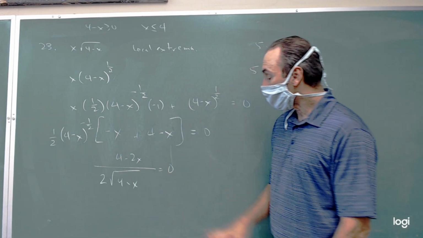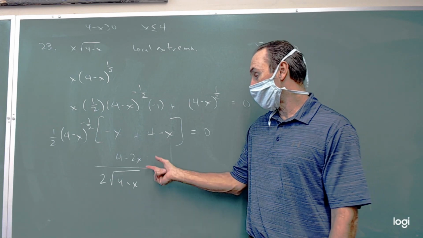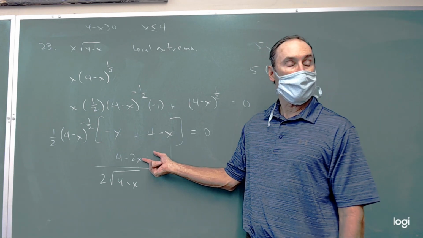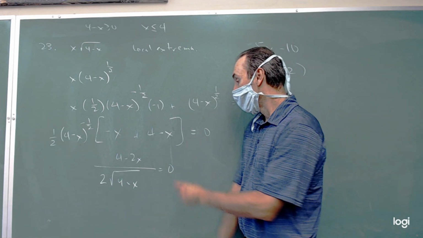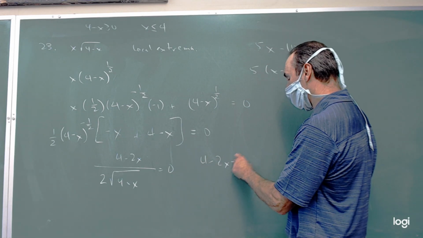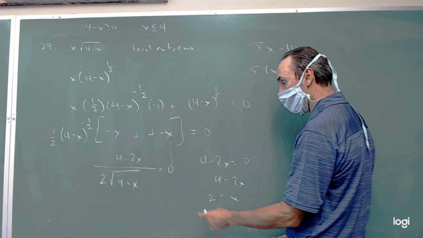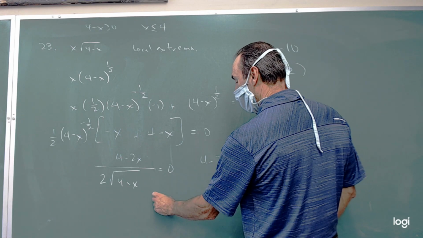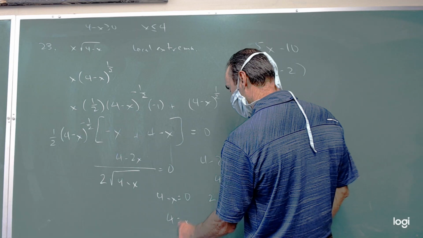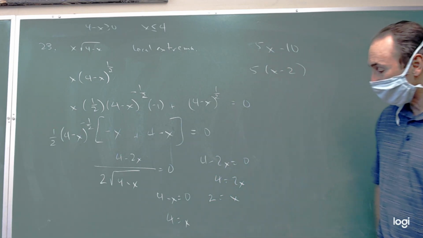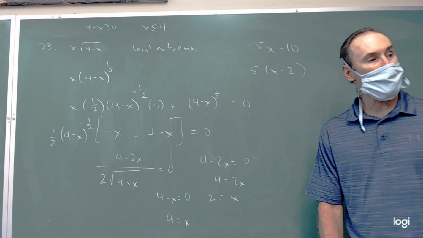So when we're looking for critical points, it's nice when you have it as a fraction, because it will be equal to 0 when the numerator is 0, and it'll be undefined when the denominator is 0. So you're going to get 4 minus 2x is 0. 4 is 2x, so x is 2, one critical point. And this will be 0 when x is equal to 4. But I guess that could still be a relative minimum or maximum in our scheme.